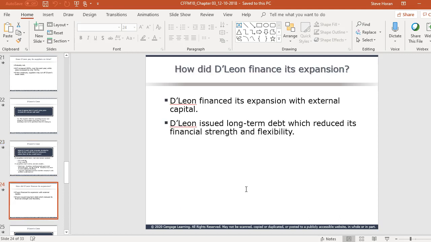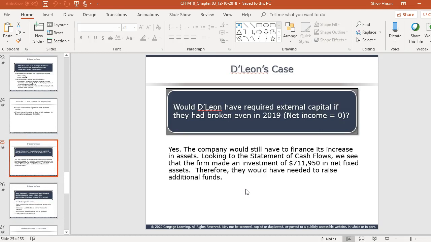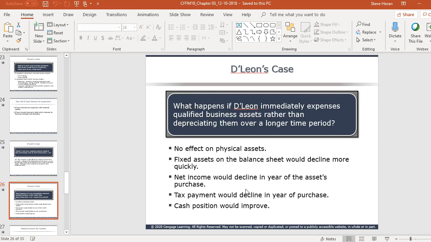It's hypothetical. How did they finance the expansion? I think we've already kind of proven that. It was all with long-term debt. We showed that. Would they have required external capital if they had broken even in 2019 and net income was zero? And the answer still is yes. The company would still have to finance the increase in assets. They had to find a way to pay for that net increase of assets of $711,950. So that was either borrowing or selling stock, the two main options that they have.